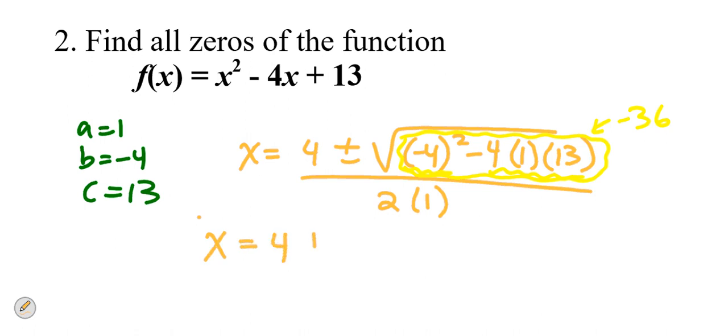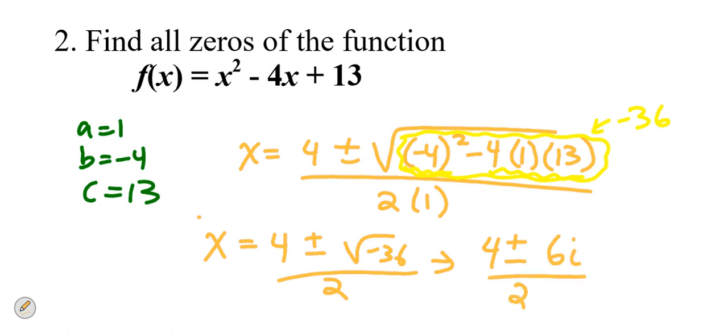So we're going to have 4 plus or minus the square root of negative 36 all over 2. Let's go ahead and simplify that. That'll be 4 plus or minus 6i, right, over 2. And let's simplify it a little bit more because every single term, right, this term I can divide.